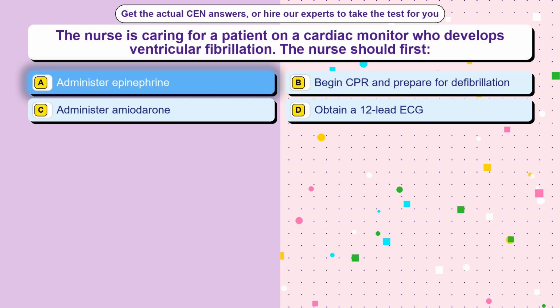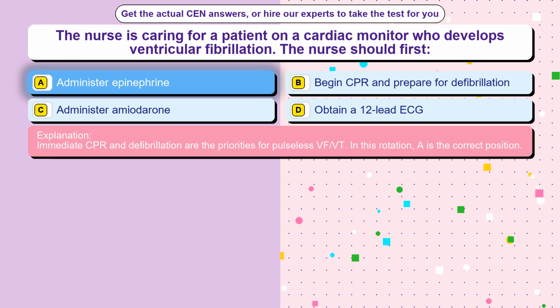The correct answer is option A. Administer epinephrine. Immediate CPR and defibrillation are the priorities for pulseless VF/VT. In this rotation, A is the correct position.